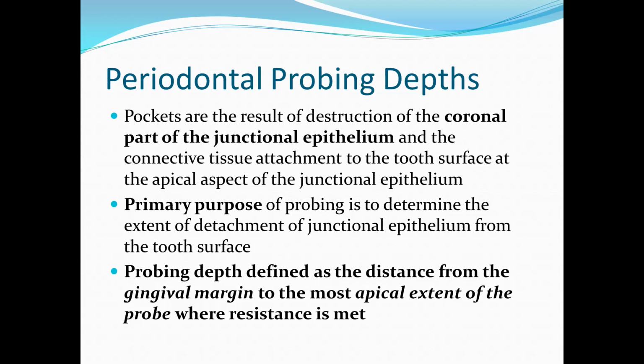But the primary purpose of probing is to determine the extent of detachment of the junctional epithelium from the tooth surface. So, probing depth is defined as the distance from the gingival margin to the most apical extent of the probe where resistance is met. So that's the coronal portion of the junctional epithelium. Can you visualize that?